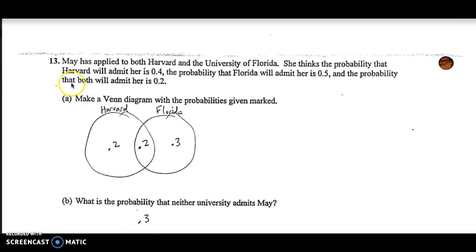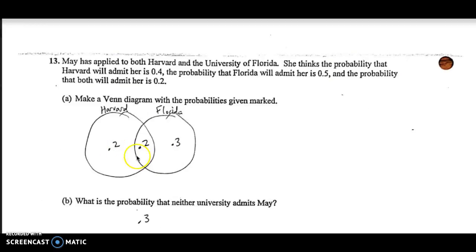Question 13. May has applied to both Harvard and the University of Florida. She thinks that the probability that Harvard will admit her is 0.4 and the probability that Florida will admit her is 0.5. The probability that both will admit her is 0.2. Make a Venn diagram with the probabilities given marked. So I have a Harvard circle, Florida circle, both is 0.2. The total for Harvard is 0.4. So if this is 0.2, this is also 0.2. For Florida is 0.5, so if this is 0.2, this has to be 0.3.